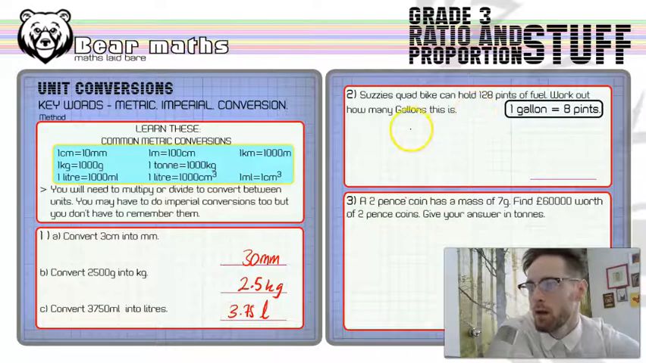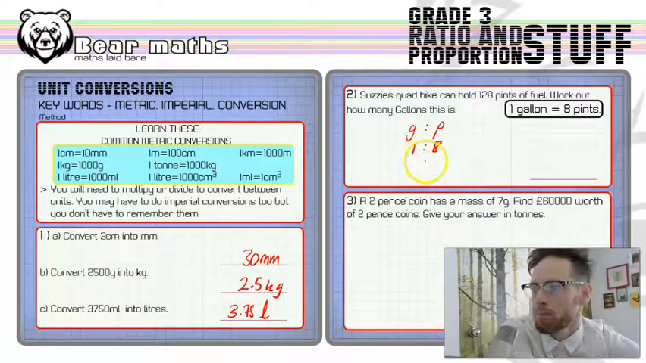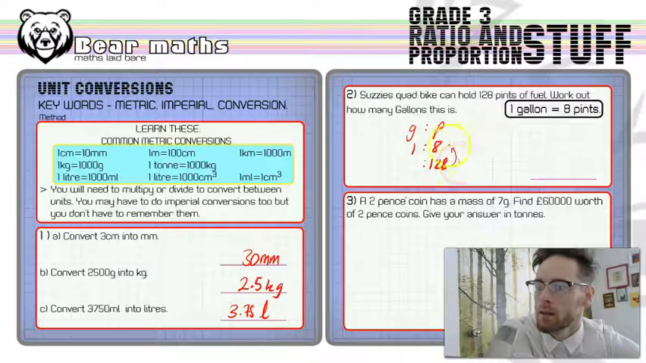problem now. I'm just going to write gallons to pints there as a ratio. We've got 1 gallon is equal to 8 pints, so 1 to 8. For every 1 gallon that you've got, you're going to get 8 pints. And underneath the 8, we're going to put the 128. Well, something multiplies by 8 to give you 128, and to find out what that is, we just divide by the something.